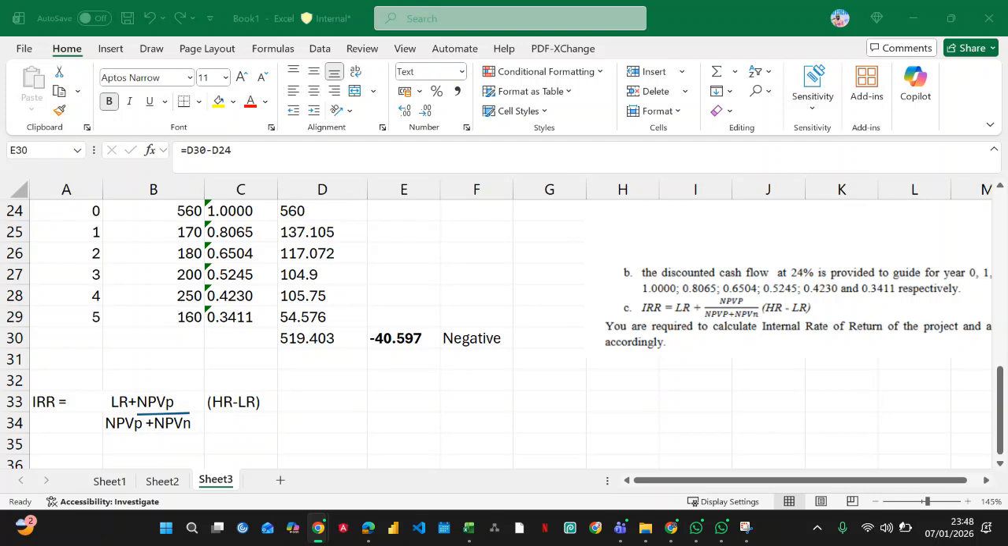This formula these people gave us here, it's actually a scam. At least they gave us. What if they didn't give us? They tried it. Let's move on.